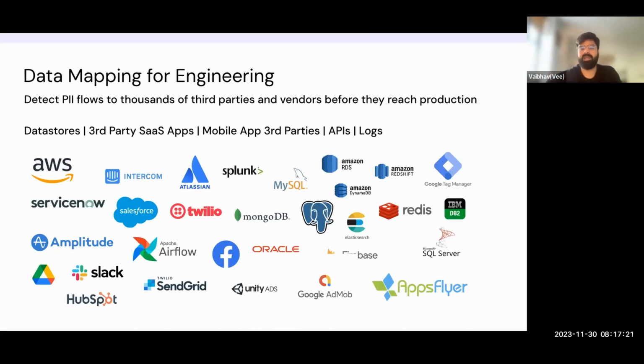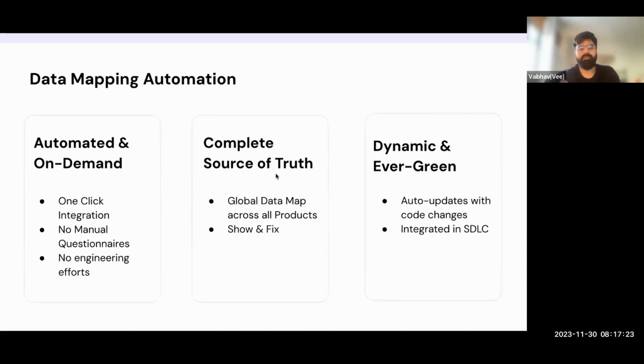data stores within minutes. And of course, once we do all of that, you get to Nirvana, which is data mapping automation. You have data maps which are automated and on demand. You don't have to ask any question, and you have your data map, one-click integration. You generate the data map from the source of truth, which is the code, where the business logic is written. So you have that. And finally, it's dynamic and evergreen.